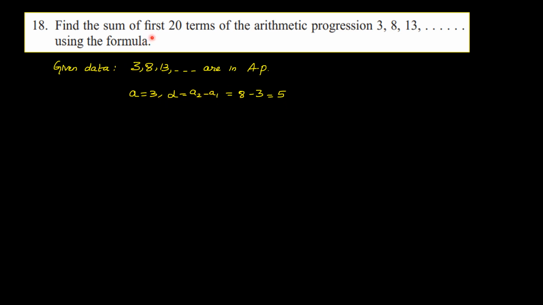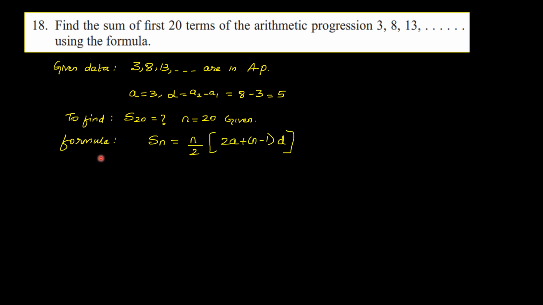What we need to find? We need to find S20. Then n they have given as 20, correct? Then what is the formula? The formula we need to write: Sn is equal to n by 2 into (2a plus (n minus 1) into d). Check whether all the terms are there. N is 20, a is 3, d is 5. Yes, all the terms are there.